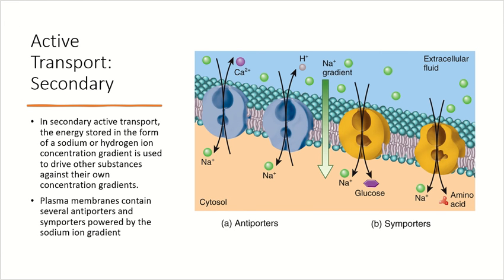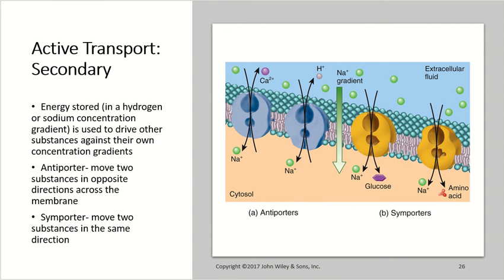So our next type of transport is secondary active transport. In secondary active transport, the energy that's stored in the form of sodium and hydrogen ion concentration gradients is going to be used to drive other substances against their own concentration gradient. The plasma membrane is going to contain several antiporters and symporters that are going to be powered by sodium ion gradients in this instance.